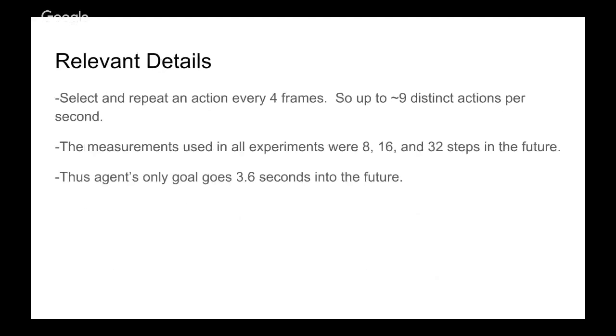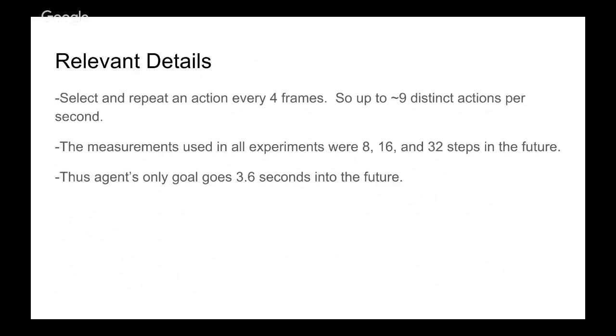So here are some details about how this is actually done in practice in their experiments. They pick an action once every 4 frames, and they repeat that action across the 4 frames. I think they said the frame rate that they run Doom on is, I want to say, 35 frames per second. So this allows the agent to take up to 9 distinct actions per second, which is probably still significantly faster than a human.